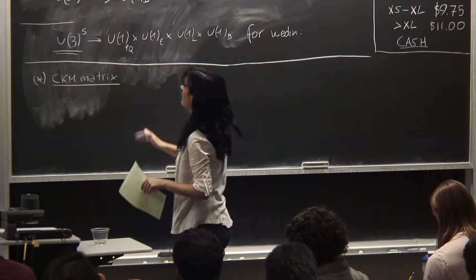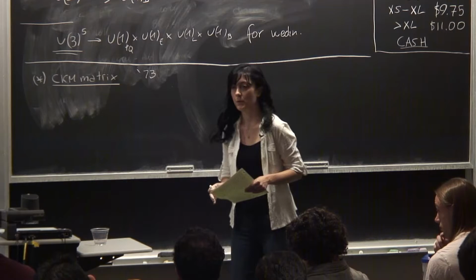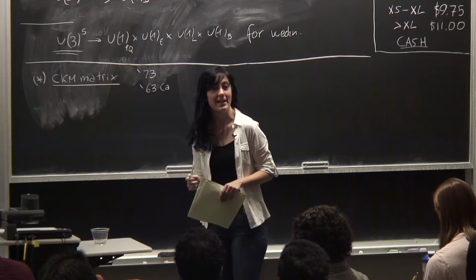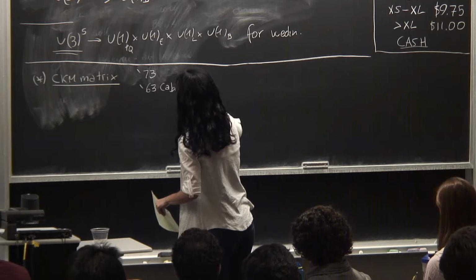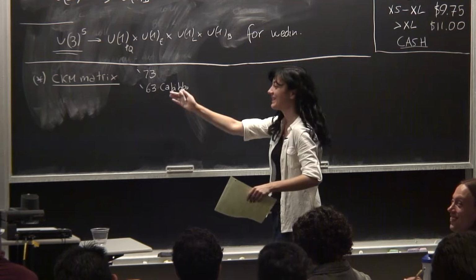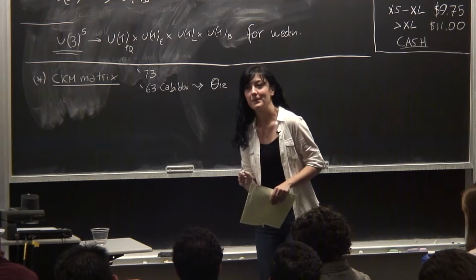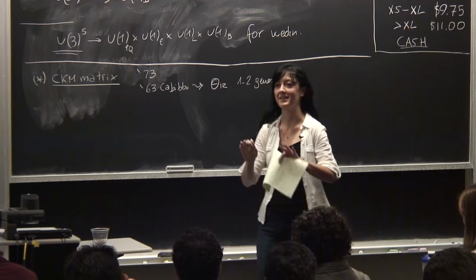So this is something that was historically proposed in '73. Actually, in '63 there was... I think, you know, I'm Italian, so maybe I always feel that I should mention this. In '63, Cabibbo had this idea of one angle, as we see here, theta 1,2, for the mixing between the first and second generation. So the Italian parenthesis is closed.